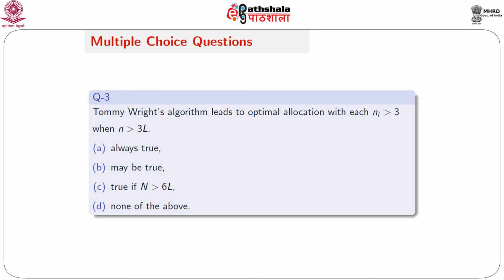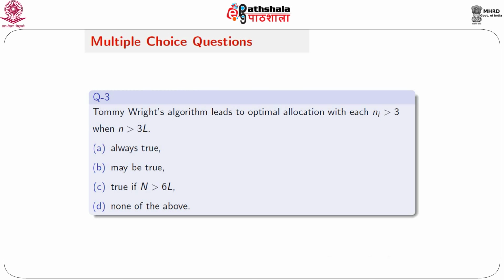Tommy Wright's algorithm leads to optimal allocation with each n_i more than 3, when n is more than thrice L. Is it always true? Maybe true. True if capital N is more than 6L, and none of the above. There are all kinds of weird questions and weird options given here. Let's see again. Every small n_i greater than 3: of course n_i greater than 3 implies n has to be greater than 3L. There is no question about it.